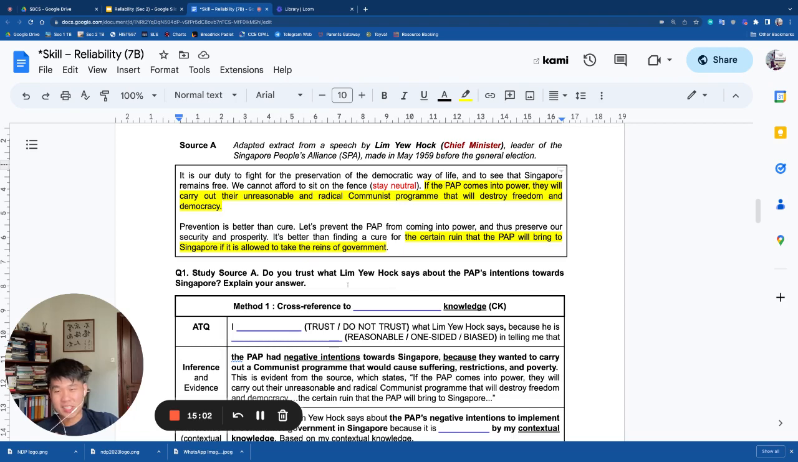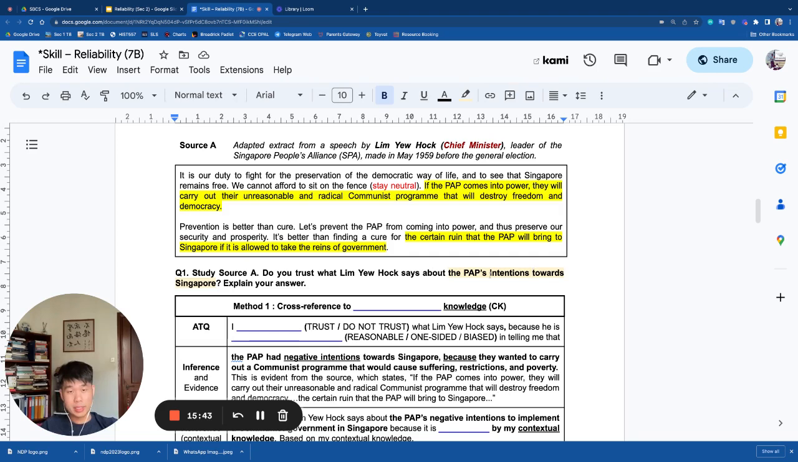Do you study source A? Do you trust what Lim Yew Hock says about the PAP's intentions towards Singapore? So first of all, I know many of you would have an instinctive, visceral conclusion. You would already have an idea of what you want to say, but hold it in, right? Because when we evaluate reliability, even though we know this person is making a political speech with a political purpose, and obviously he just wants to destroy his political opponents so that he can win election, hold it in. We need to start by evaluating the inference. Start by evaluating what it says.